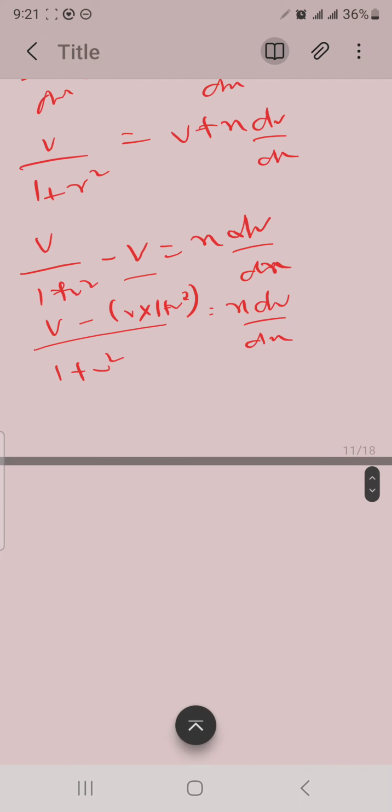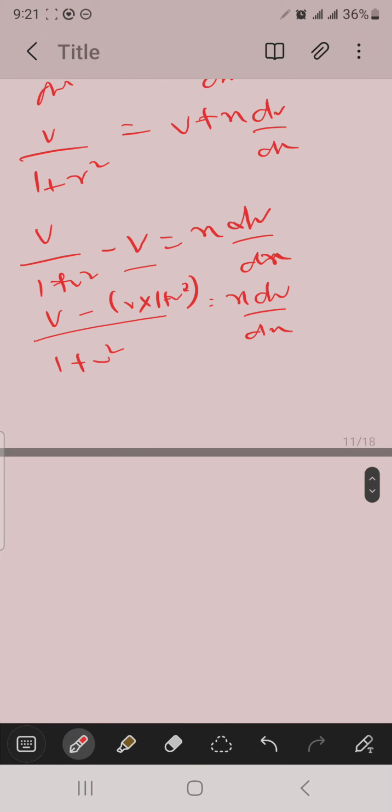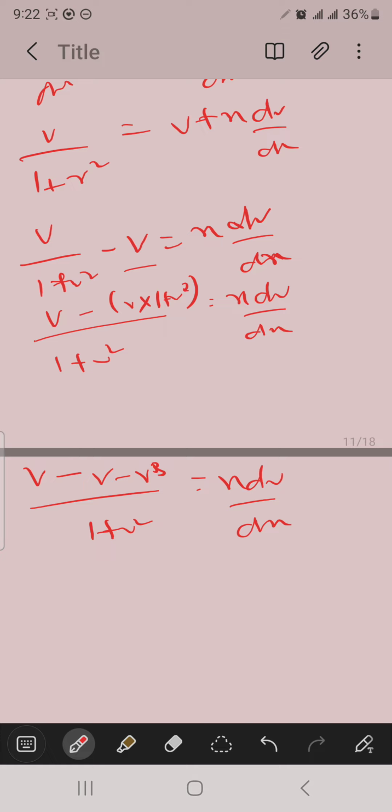So now this will be v minus v times 1 plus v squared, that is v minus v minus v cubed, over 1 plus v squared, equals x dv/dx. I hope you understand this. Does this make sense? So v cancels v, and we now have minus v cubed over 1 plus v squared equals x dv/dx.